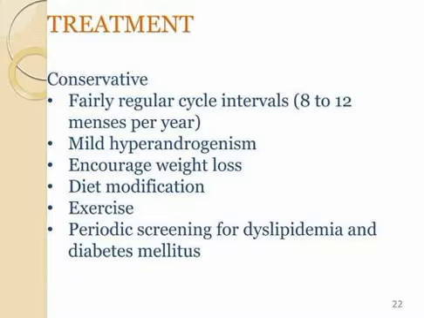First will be the conservative treatments. We have to regulate the menstrual cycles to 8 to 12 menses per year. Next will be mild hyperandrogenism. If there are any abnormal values of the androgen hormones in the body, we have to first take care of it to manage the hyperandrogenism.